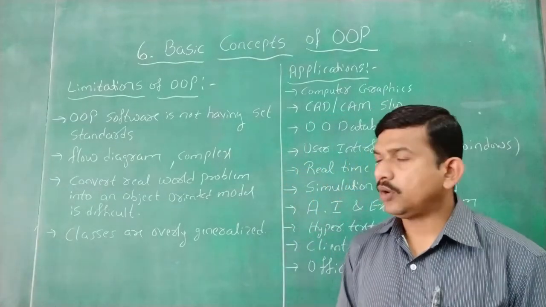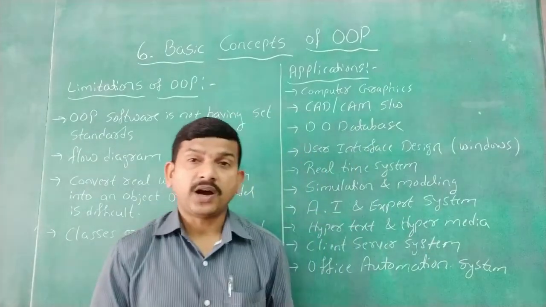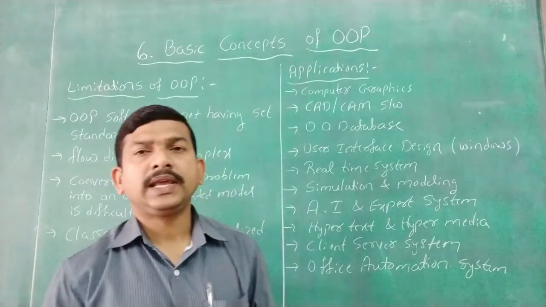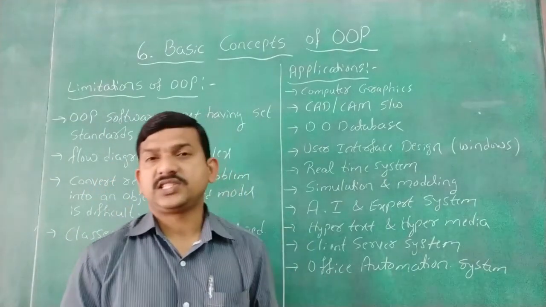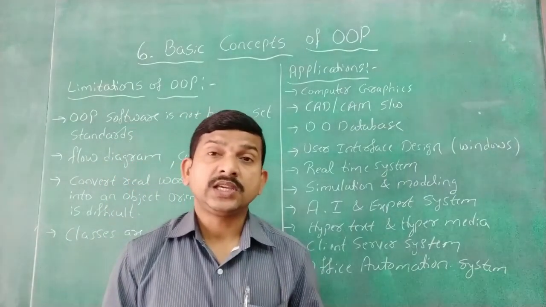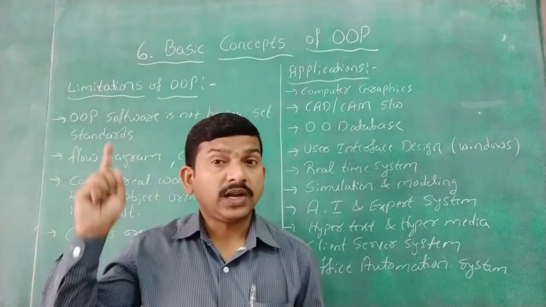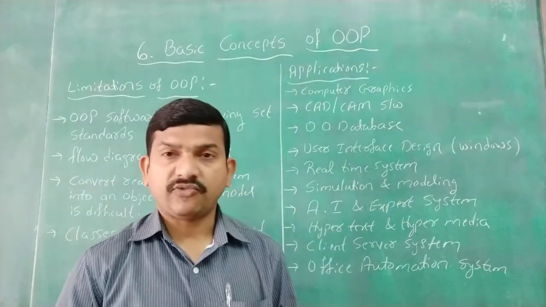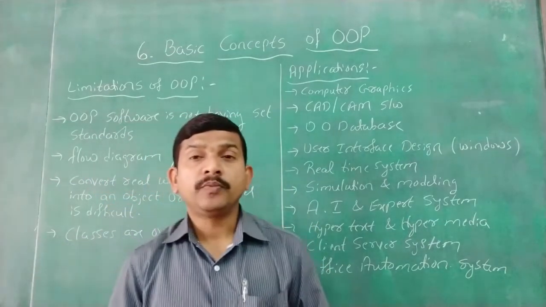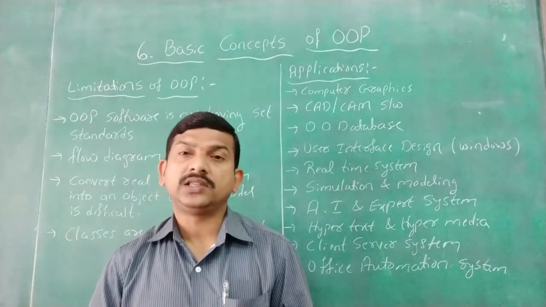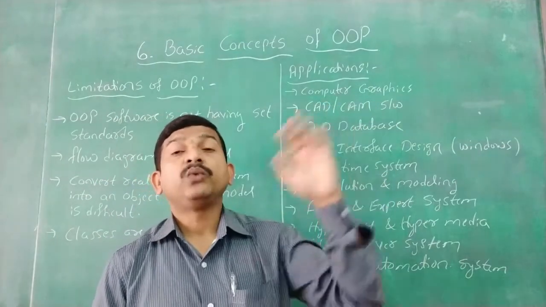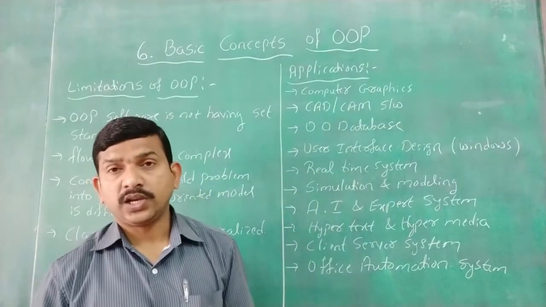Is it clear? So now we are going to the last part of this chapter, that is applications of OOP. What is an application? It means the area where we are using the OOP concept. Advantages are different, applications are different. Advantages means what is the advantage of using OOP, and application means where we use it. The application means the area where we are using the object-oriented concept.